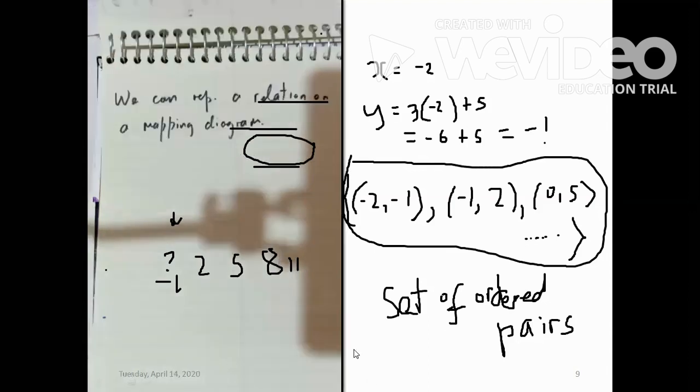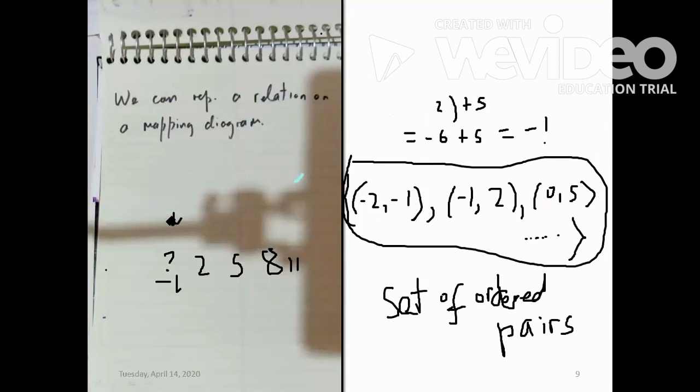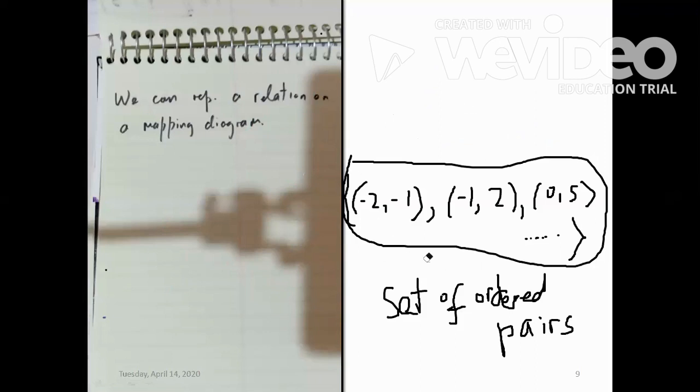All right, so let me just erase. I'm going to need these values here. So this subtopic says we can represent a relation on a mapping diagram. Now, what's a mapping diagram? So I'm just going to construct a mapping diagram over here.